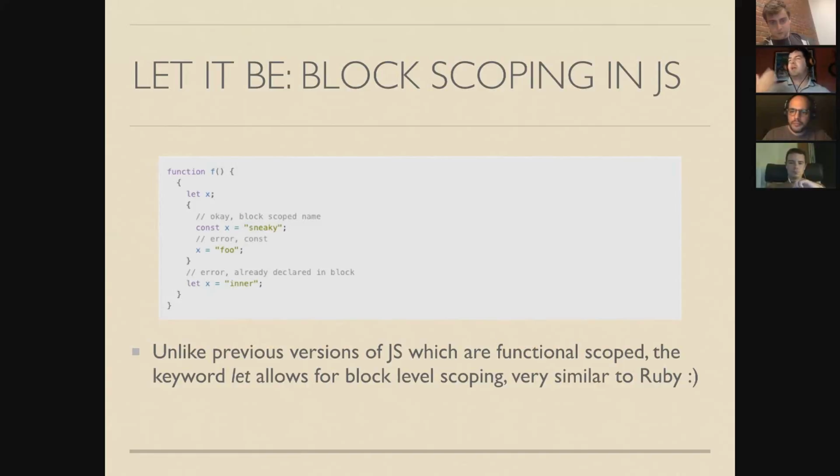So basically, let is a way of implementing block scoping, and it's useful because, again, like languages like Ruby, it's just more intuitive. I think functional scoping can get really messy, and it can be hard to read. So it's just another thing that makes it more intuitive coming from other languages that have that block scoping mechanism already in place.